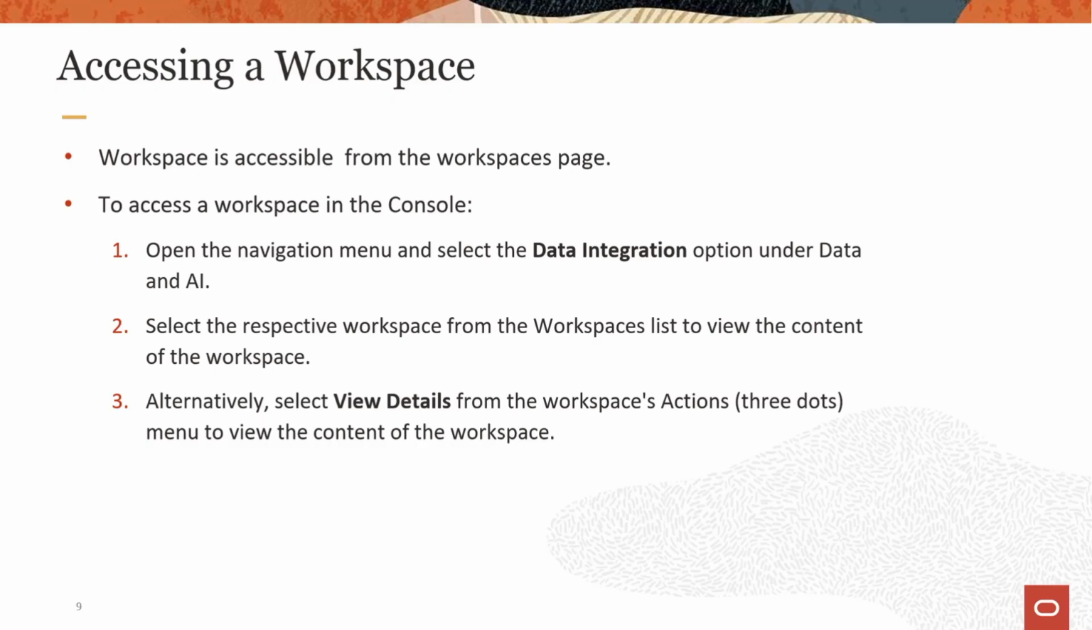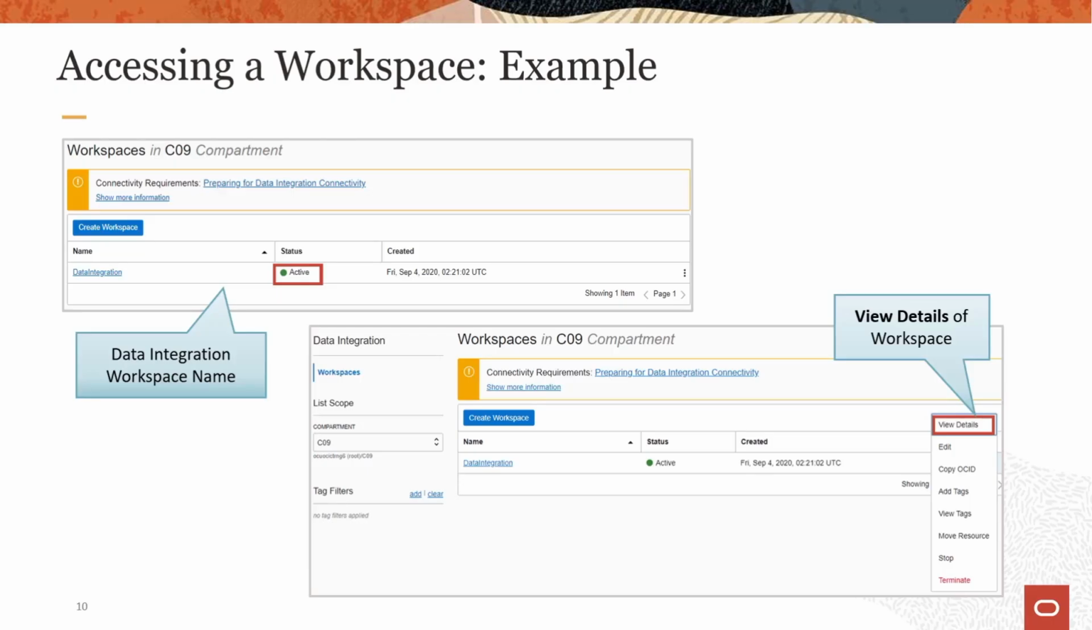Select the respective workspace from the Workspaces list to view the content of the workspace. You can also choose to select View Details from the Workspace actions, that is, the three dots menu to view the content of the workspace. As you see here, this is the Data Integration workspace name, and you can see the status as active. And when you click the three dots menu, you can view the details of the workspace.